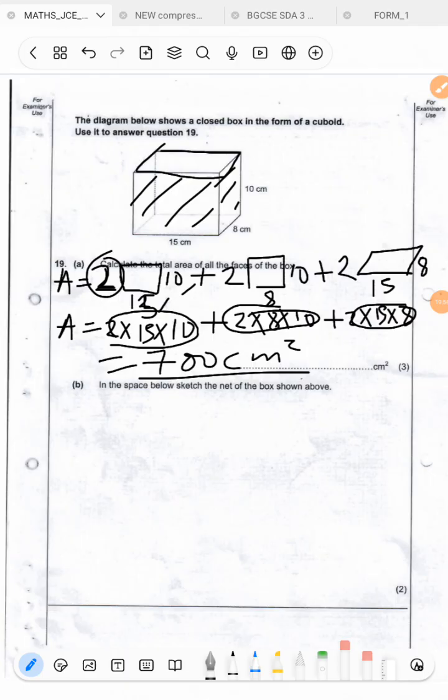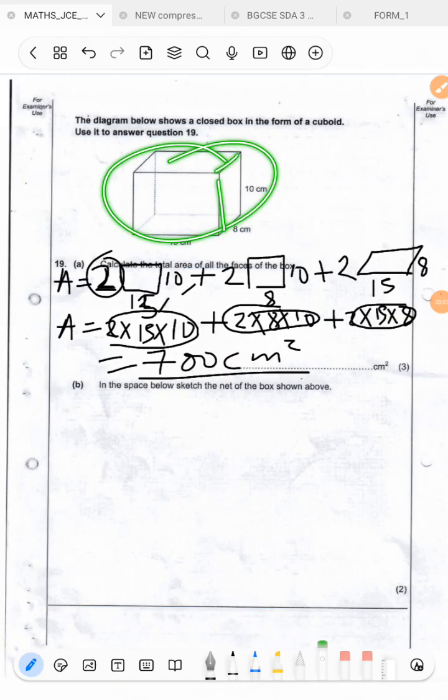B. In the space below, sketch the net of the box shown. So basically the net is what this would look like if we were to cut the individual components, but making sure that the individual parts are still attached. So basically that's what the question wants us to do.